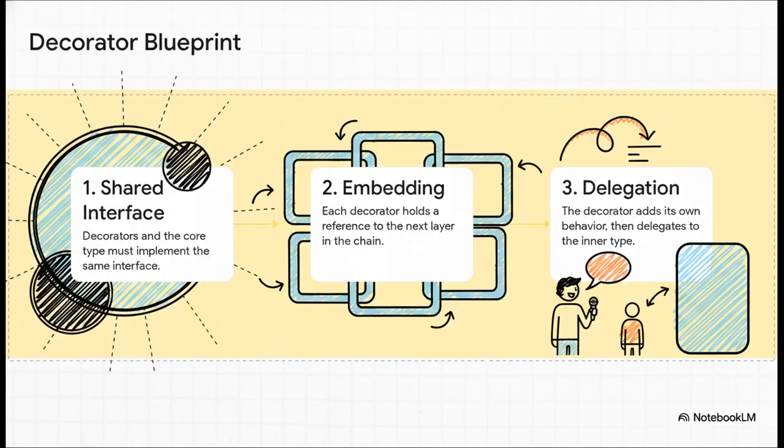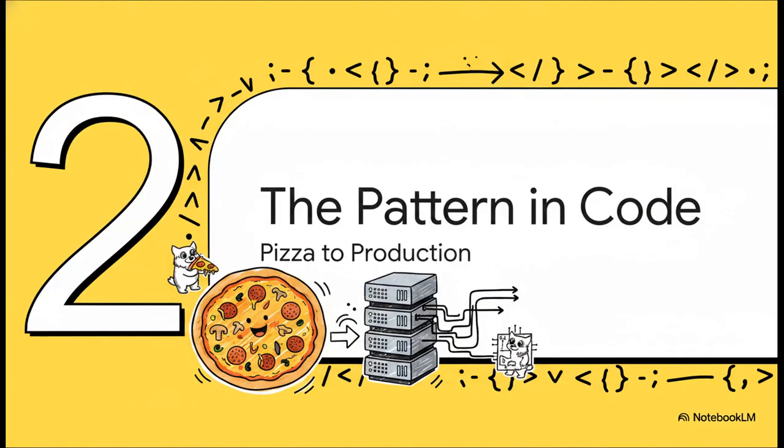Now, this whole thing only works if you follow three, let's call them non-negotiable rules. First, everything, the original object and all the wrappers, they've all got to speak the same language, they have to implement the same interface. Second, each decorator has to hold on to the object that it's wrapping. And third, the decorator does its own thing, adds its own logic, and then, critically, it delegates the call to the object inside it.